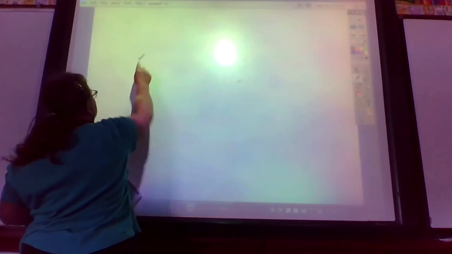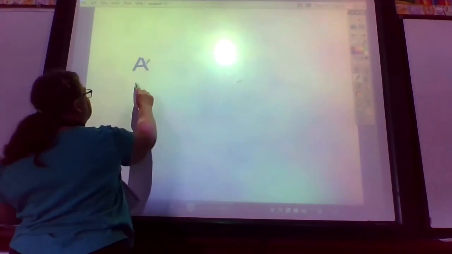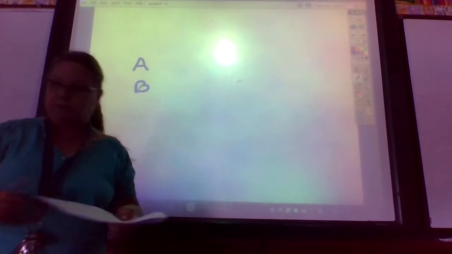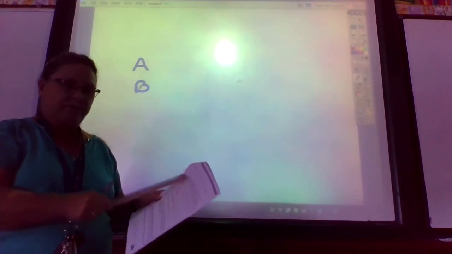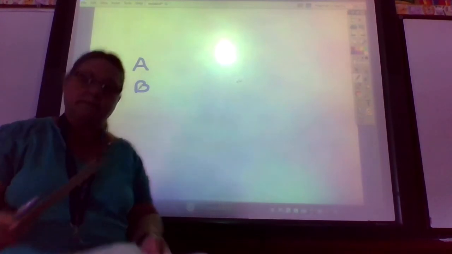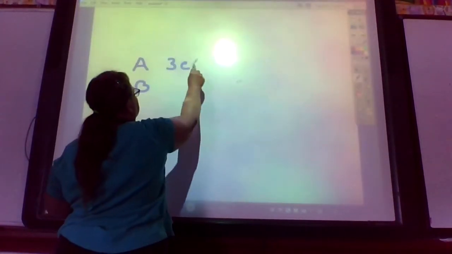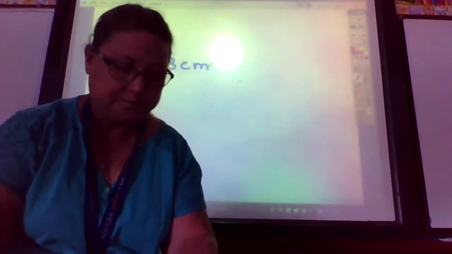Okay? So, we have line A. And we have line B. And we need to measure them with our centimeter ruler. Don't worry about the ruler that's there. With your centimeter ruler, let's measure A. So remember, the end goes at the end point. So measure line A. Yep, line A is about 3 centimeters. Let's measure line B. Remember, we're starting on the end point.